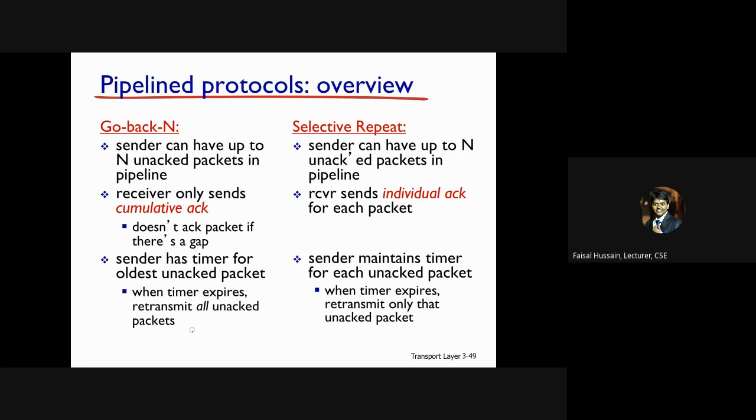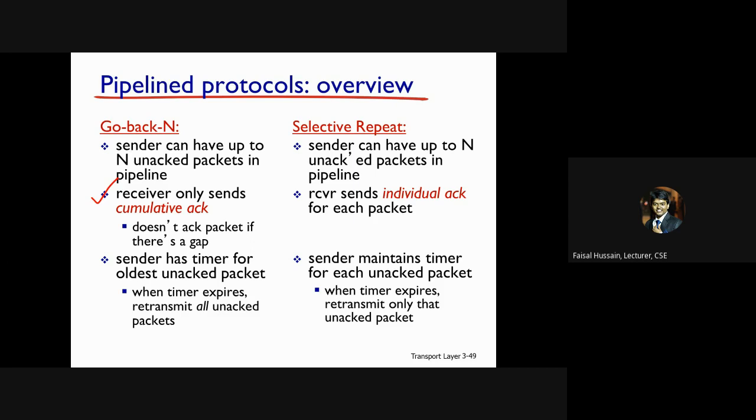So we will see an overview of Go-Back-N ARQ and Selective Repeat ARQ, where these two protocols follow the pipelining technique. In case of Go-Back-N ARQ, as the name suggests, the sender will send out N unacknowledged packets to the receiver side without caring about the acknowledgement. And on the receiver side, the receiver only sends out a cumulative acknowledgement, as in that it receives one packet, and after that it receives another packet.